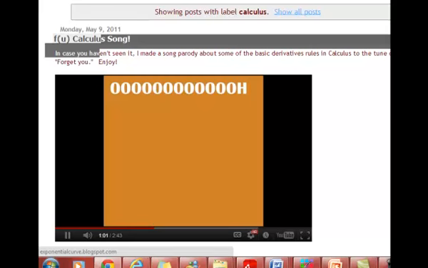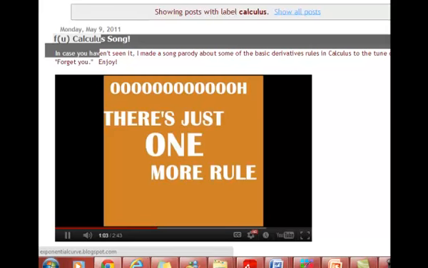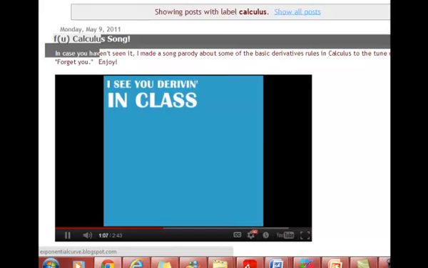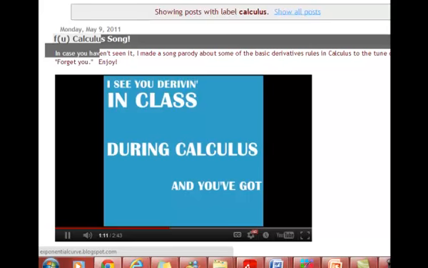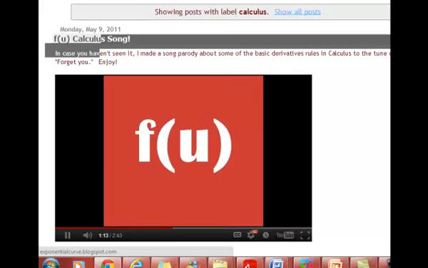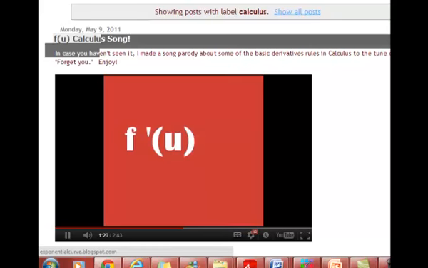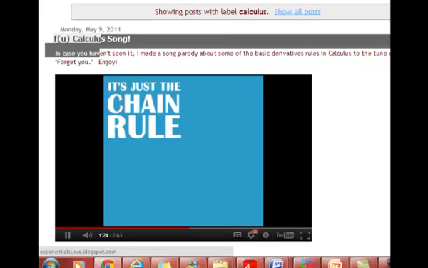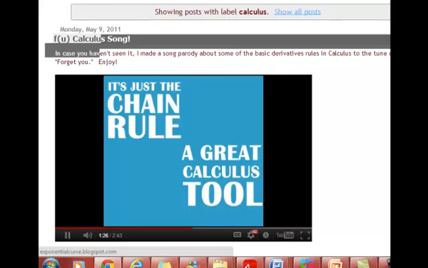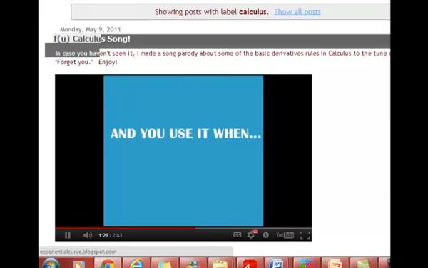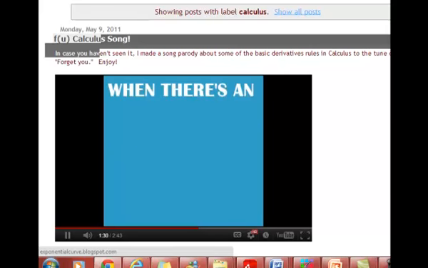Wait, what's the chain rule again? I see you deriving in class during calculus. You've got f of u, which you want to find the derivative of. It's just f prime u and a du. It's just the chain rule, a great calculus tool. You use it when there's an inside and an outside that you can write as f of u.